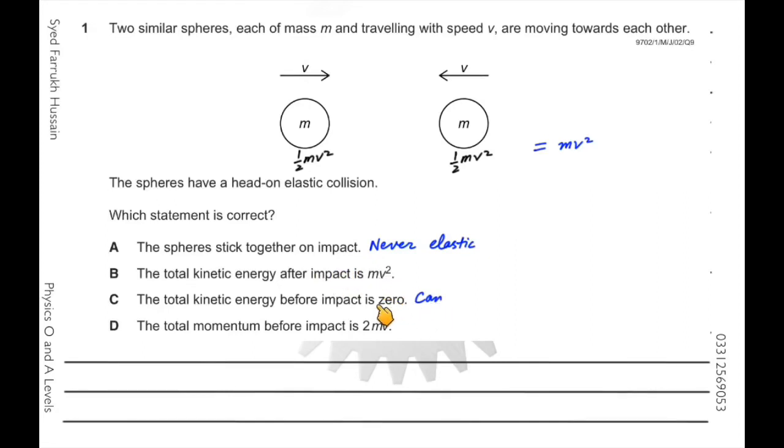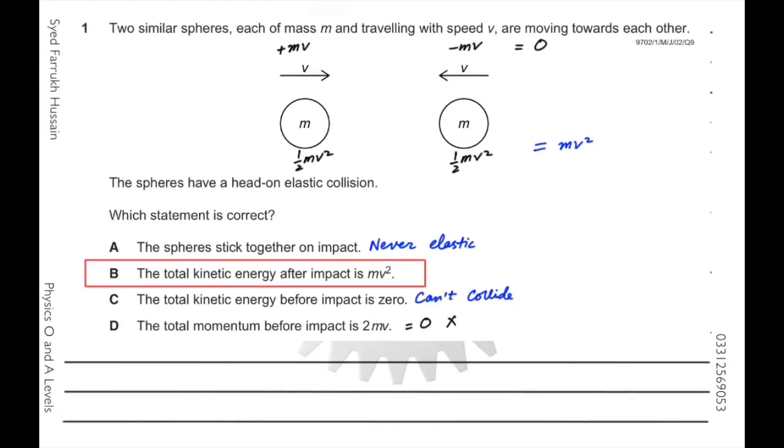Option C is incorrect because it's written kinetic energy before impact is 0, which cannot be possible, because if this is the case, the objects will not collide. The total momentum of the system before impact was said to be 2mv. As you can see, the momentum of object A is positive mv, the momentum of object B is negative mv. So the total momentum of the system is actually 0. And option D says it's 2mv, which is wrong.